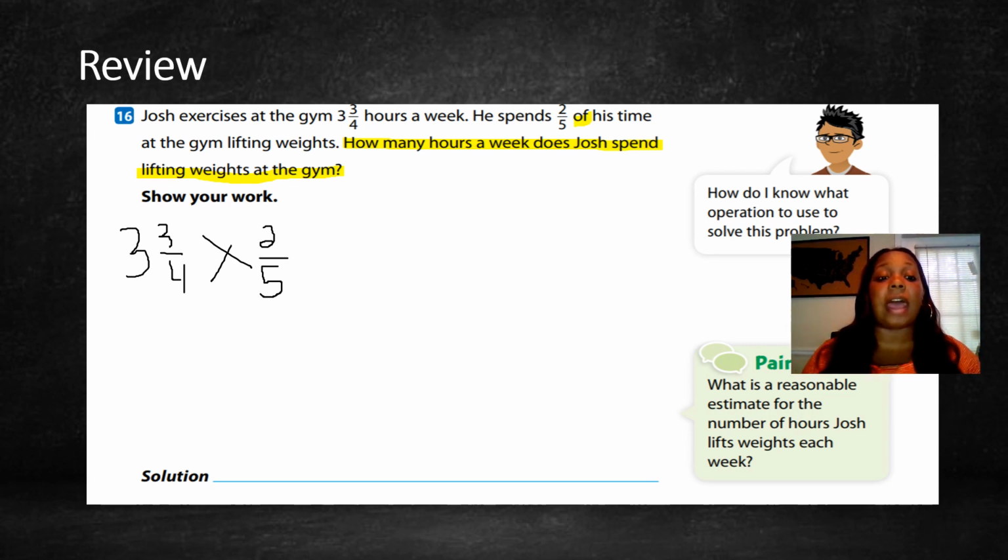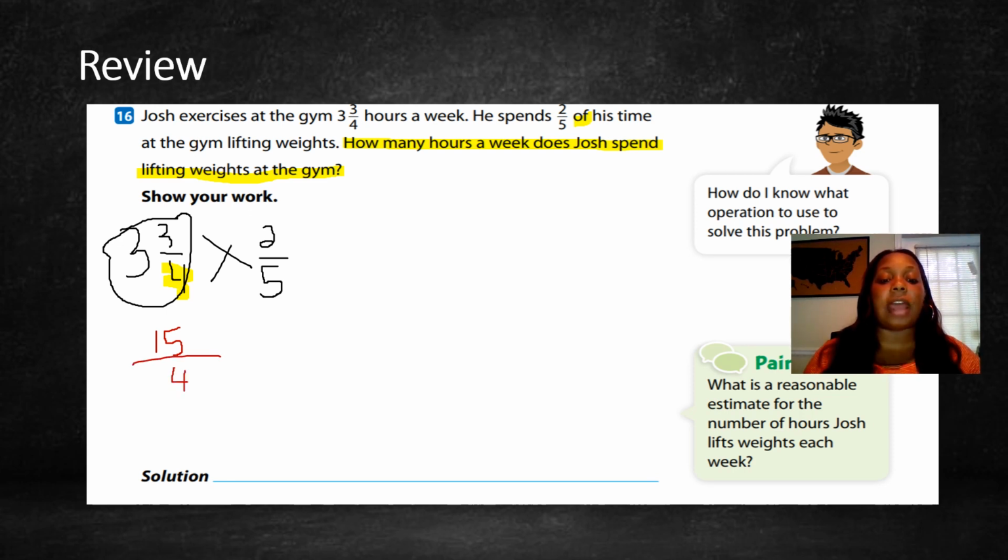But before we can do that, we have to change our mixed number into an improper fraction. Remember, to do this, we are going to take our denominator and multiply that by the whole number. So 4 times 3 equals 12. Once we have that number, we are going to add it to the numerator. 12 plus 3 equals 15. And so we're going to put our 15 over 4.